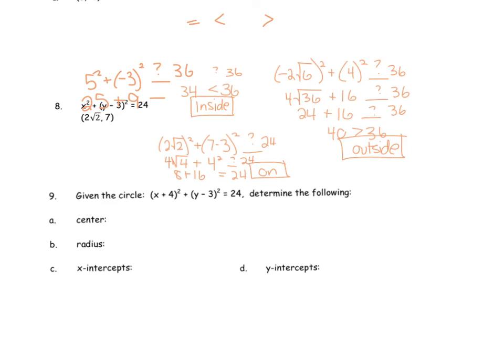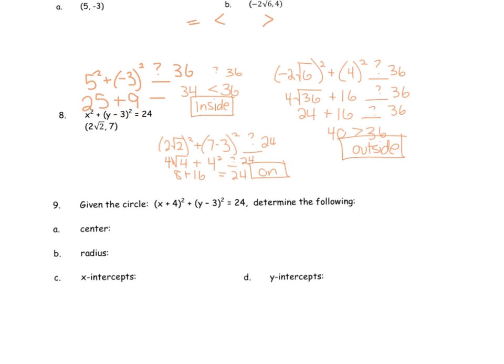But the center here is going to be negative 4, comma, positive 3, right? Because it's h and k, and you take the opposites. The radius, this is r squared, so r is going to equal the square root of 24. I have to simplify that. The perfect square that goes in there is 4, so I could rewrite this as square root of 4 times square root of 6. So the radius is going to equal 2 root 6.